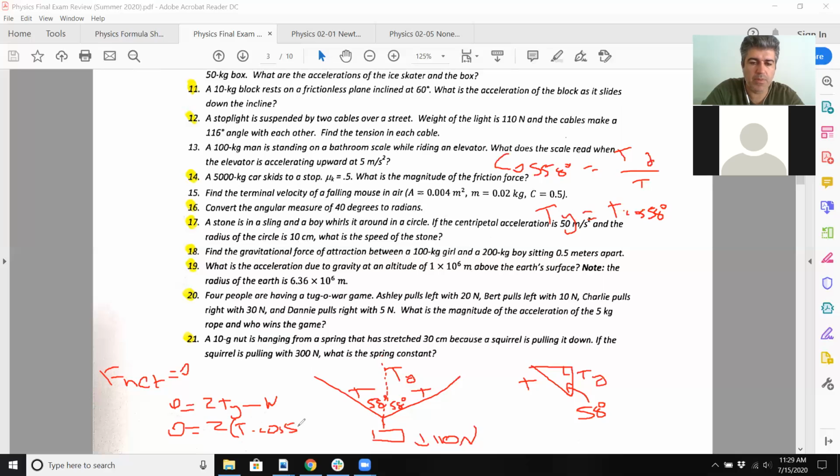Really hard to do this with my mouse. And your weight's 110, so you kind of just move things around. This one I like a lot too. And then divide by cosine 58. So the tension in each cable is about 103.8 newtons. That's what I wind up getting when I work it out.